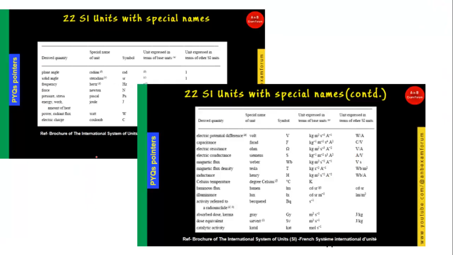All such units you should remember. We have already seen in our theory classes that there are basically 22 SI units with special names. The very important one which we are referring to is activity, referred to as radioactivity. Its SI unit is becquerel, Bq. Other units are also there. I'm not covering everything in today's session, so you can take a screenshot or just remember all the 22 SI units which have special names.